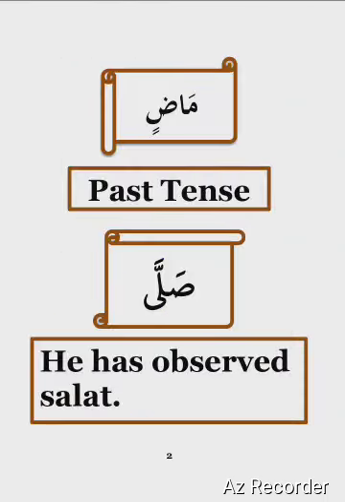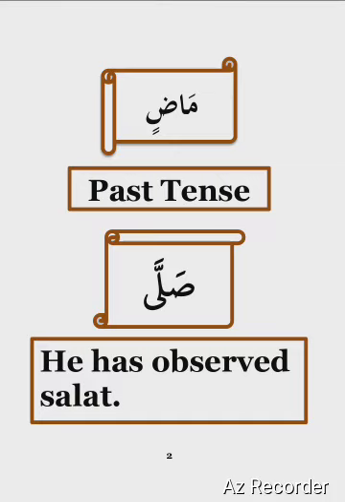MashaAllah. So madin, past tense. Madin, past participle. Madin, this is a form of verb in Arabic that we can use to talk about an action that was completed in the past. So we are going to learn how to conjugate the Arabic verb صلى, which means he has observed salat. صلى, he has observed salah.